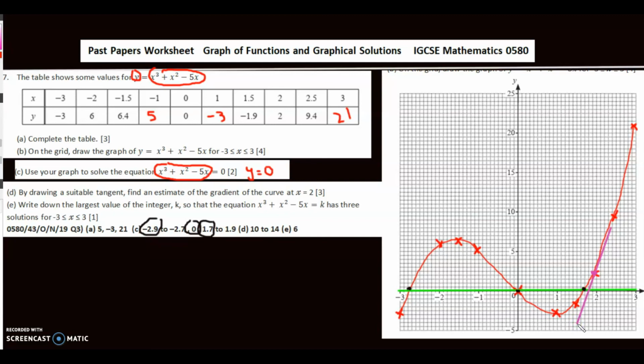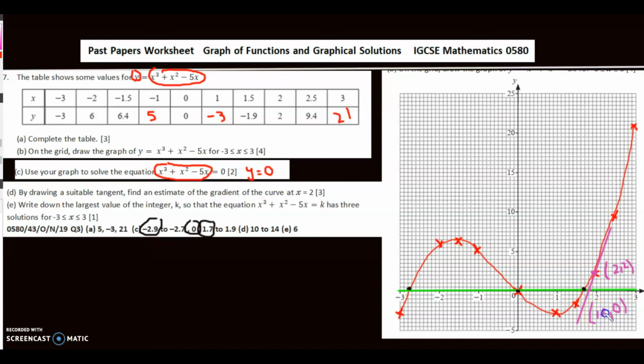Now I need 2 points on this tangent. One of the points is known, which is 2, 2. I already know this point on the tangent. I need another point on the tangent. I will use the one on the x-axis. So on the x-axis, y is 0. And then what's the value of x? It looks like 1.9. So let's take 1.9.